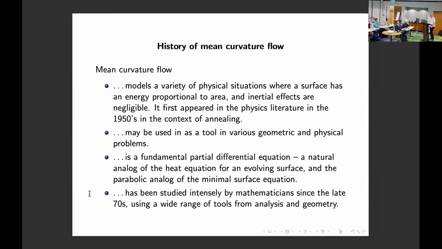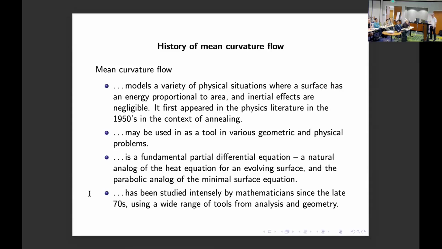Now, in the mathematical community, mean curvature flow has been studied quite heavily since the late 70s, since fundamental work of Brakke in 78, and people are coming at it from different points of view. There are different groups of mathematicians. People have used different tools: geometric measure theory, classical differential geometry, and traditional PDE techniques.